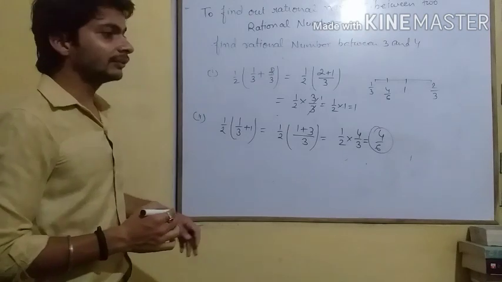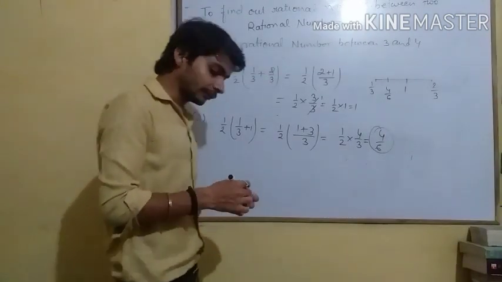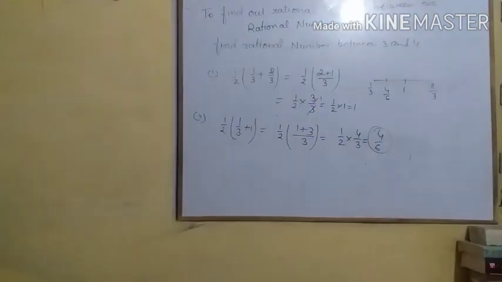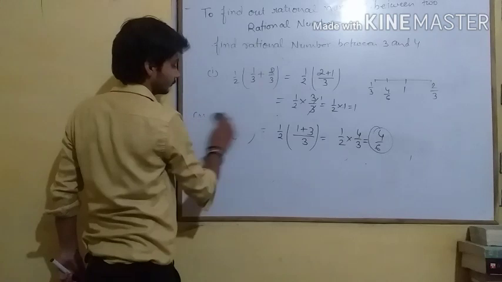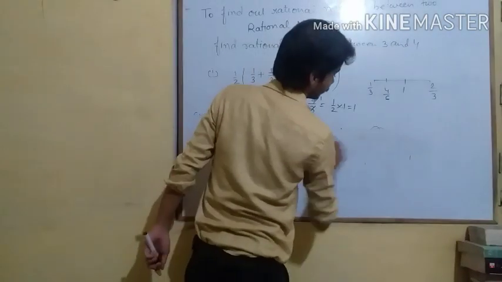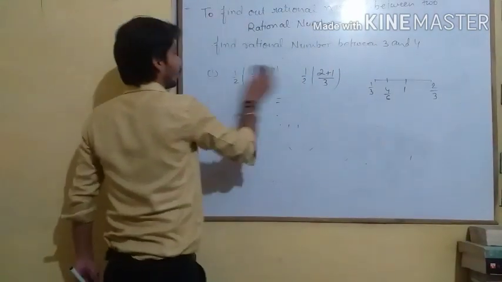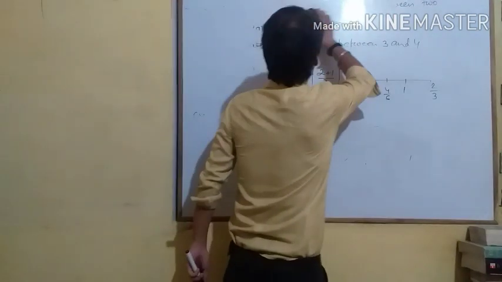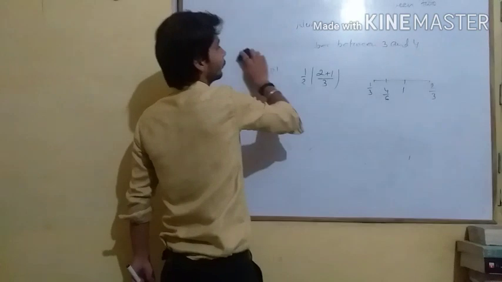So, in this way we can find many more rational numbers between the given two rational numbers. Now, the next topic will be to represent the rational numbers in the decimal form.